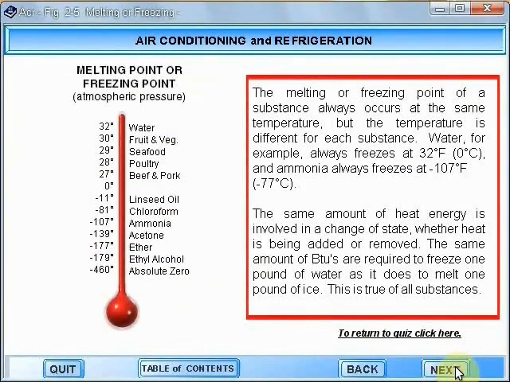The melting or freezing point of a substance always occurs at the same temperature, but the temperature is different for each substance. Water, for example, always freezes at 32 degrees, and ammonia always freezes at minus 107. The same amount of heat energy is involved in a change of state, whether heat is being added or removed. The same amount of BTUs are required to freeze 1 pound of water as it does to melt 1 pound of ice. This is true of all substances.